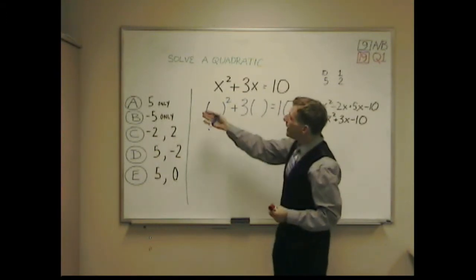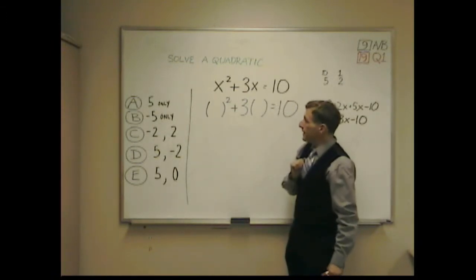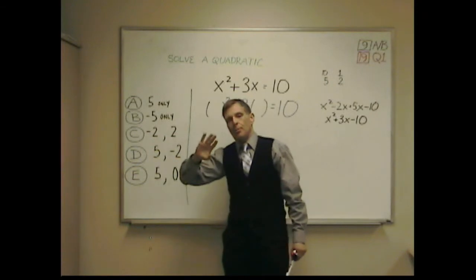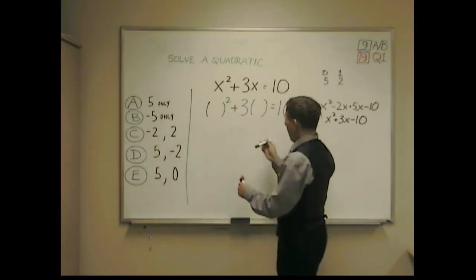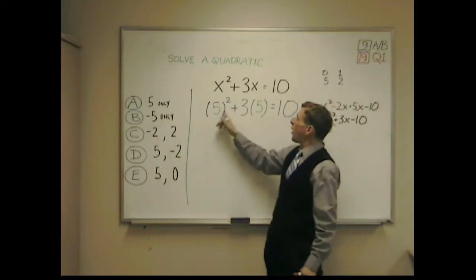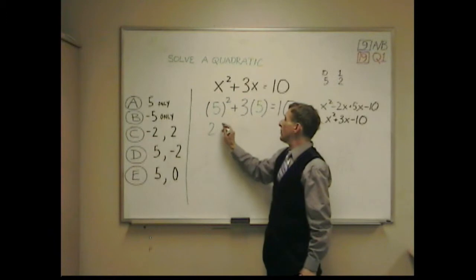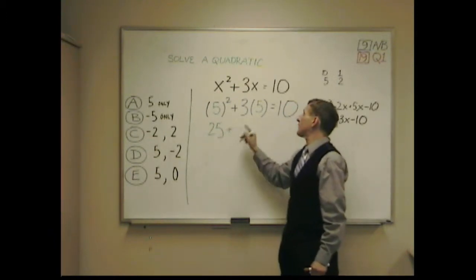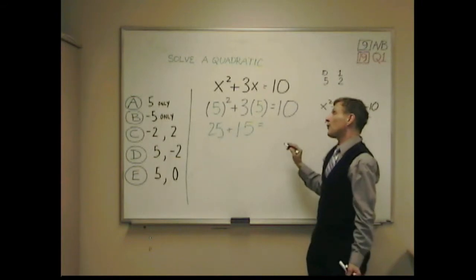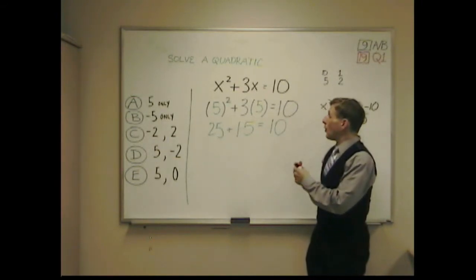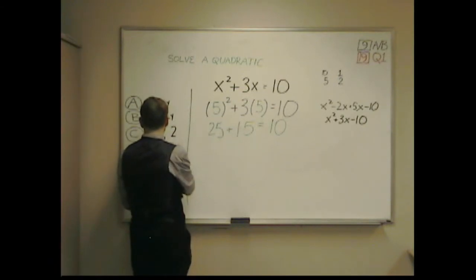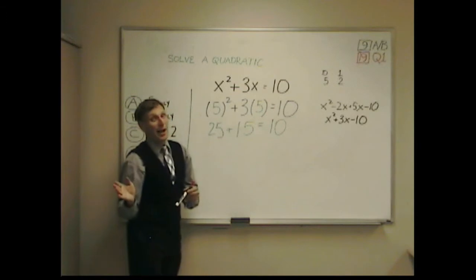So if I look at letter A, letter A says 5 only. Let's try that. Now, I want to be careful before I pick that, because that word "only" means no other number works. But let's see if 5 works. 5 squared plus 3 times 5 equals 10. 5 squared is 25, plus 3 times 5 is 15. And 25 and 15 equals 40. It does not equal 10. So A cannot work, because 25 plus 15 does not equal 10.